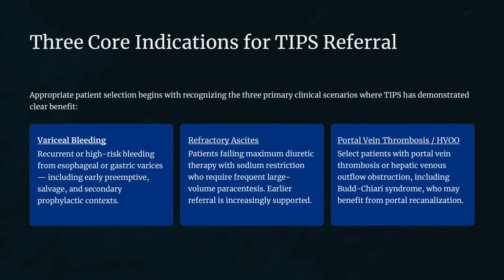Now, the first area we're going to be tackling is, how do we identify the right patients for TIPS referral? Generally, the right patient for a TIPS tends to fall in one of three main categories. Number one, patients presenting with recurrent or high-risk variceal bleeding. Number two, patients presenting with refractory ascites. And then select cases of what we call portal vein thrombosis or hepatic venous outflow obstruction.